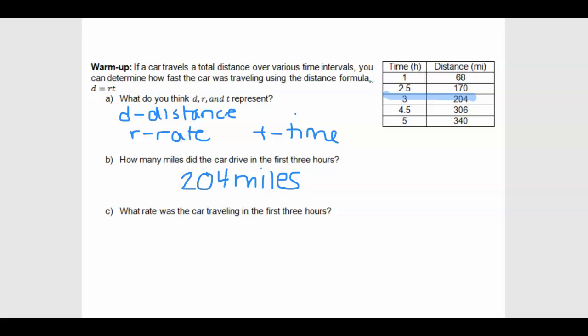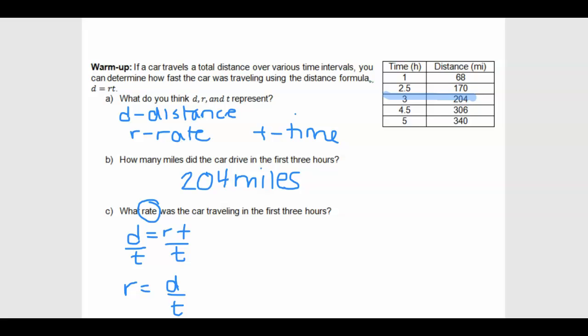And then part C, what rate was the car traveling in the first 3 hours? So if D equals RT and R is rate, to determine the rate in the first 3 hours, we could rearrange that formula to be solved for R. So we see that rate is equal to distance divided by time.